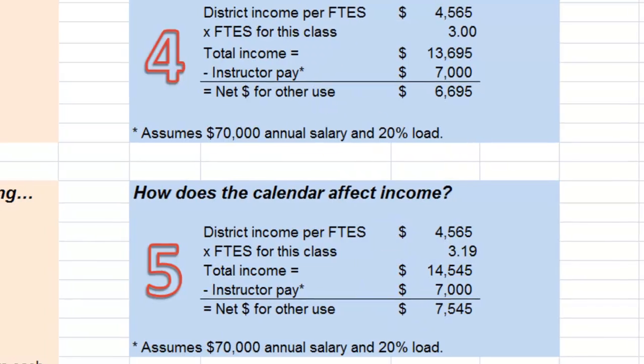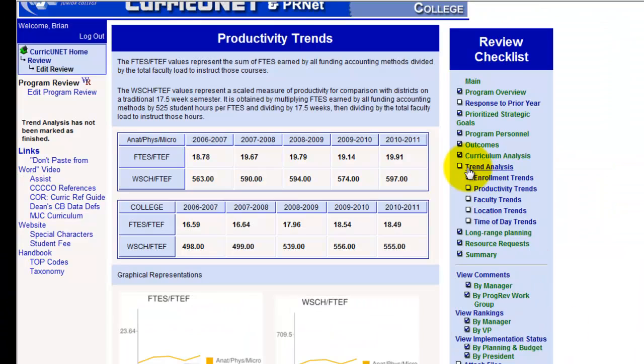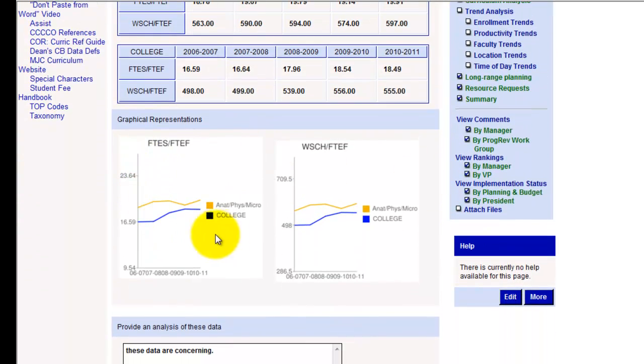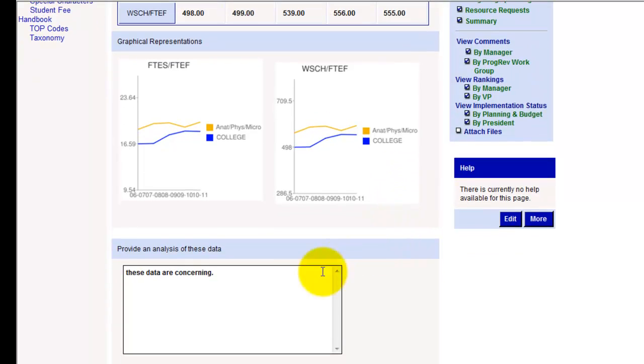I hope this has proven effective, and I hope it helps you to fill out the trend analysis boxes over here to analyze these ratios a little bit, and then to provide whatever information you'd like to here in this analysis box.